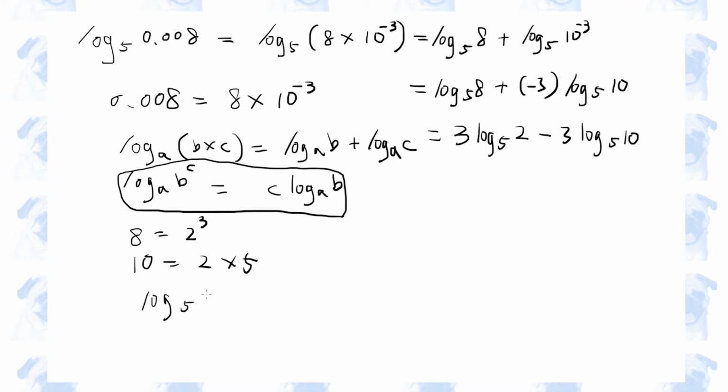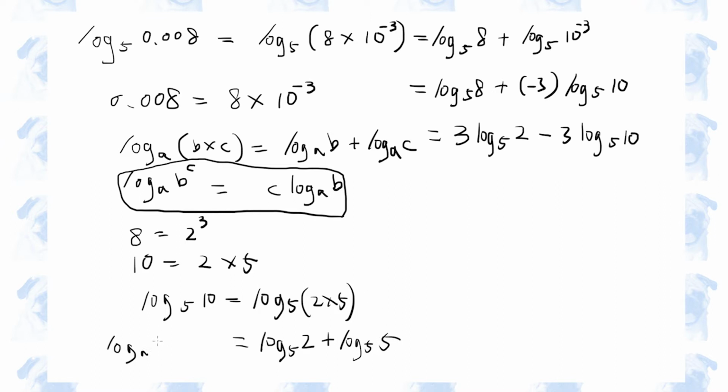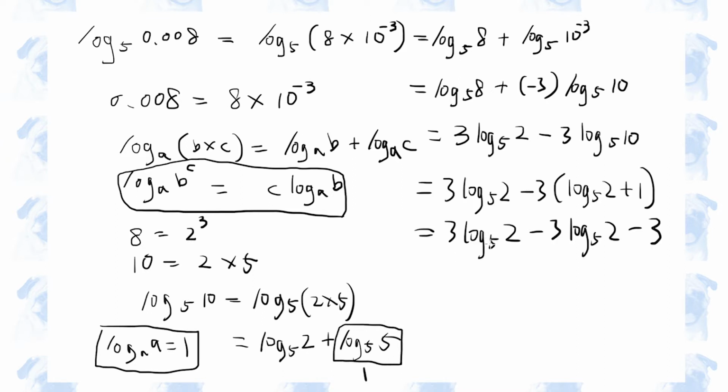Log base 5 of 10 is log base 5 of 2 times 5, which is log base 5 of 2 plus log base 5 of 5, and log base a of a is 1, so this becomes 1. These two terms cancel out, so we are left with minus 3.